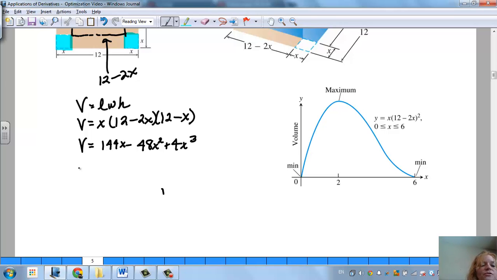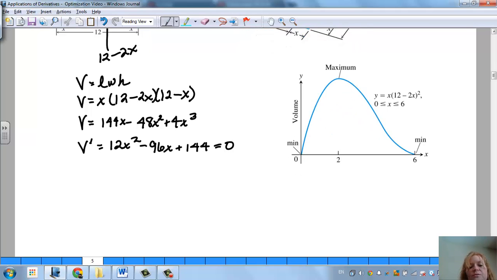Then I'm going to do the first derivative and put it equal to 0 because I want to see what x is going to be. So V prime is going to be 12x squared, minus 96x, plus 144. I'm doing this a little bit backwards so it looks nice when I'm done, in order. We're going to put that equal to 0.